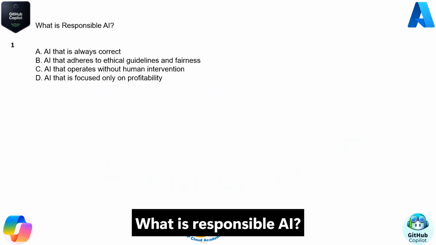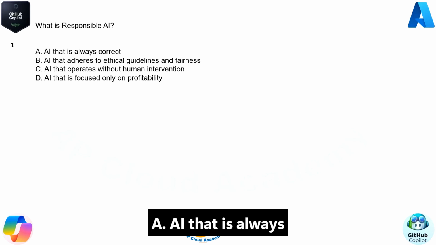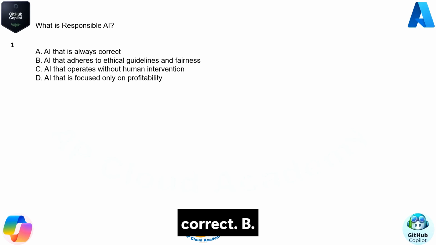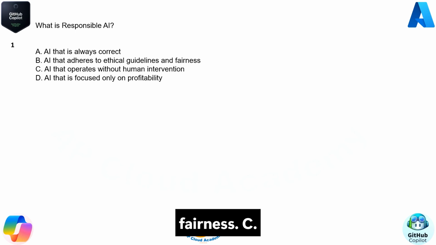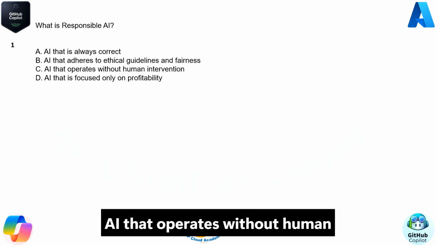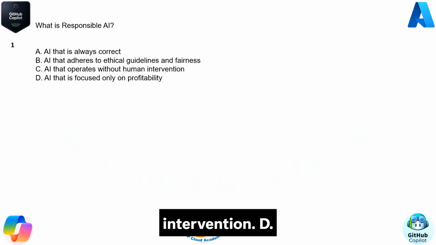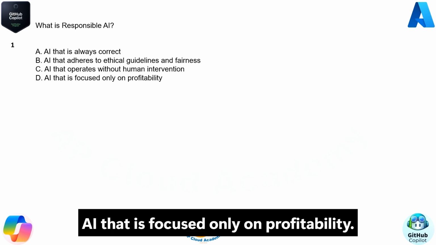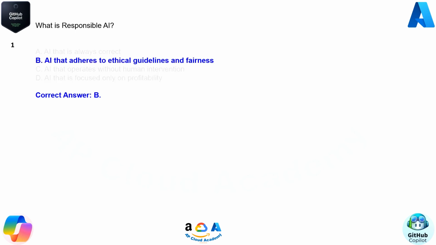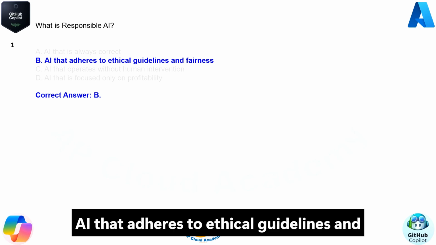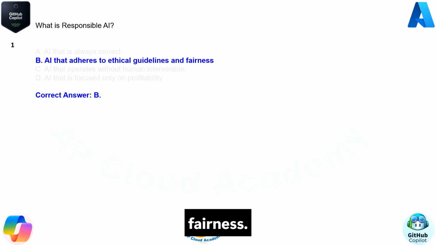What is responsible AI? A. AI that is always correct. B. AI that adheres to ethical guidelines and fairness. C. AI that operates without human intervention. D. AI that is focused only on profitability. Correct answer, B. AI that adheres to ethical guidelines and fairness.